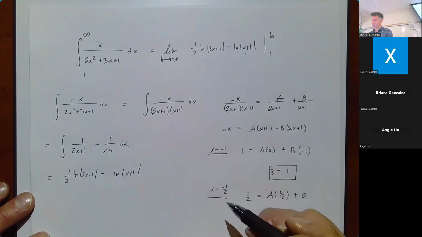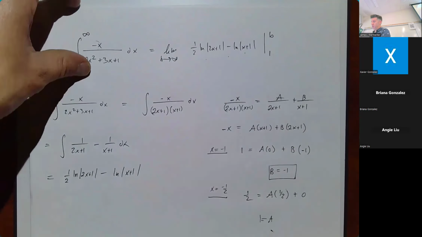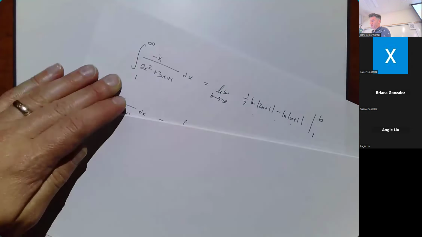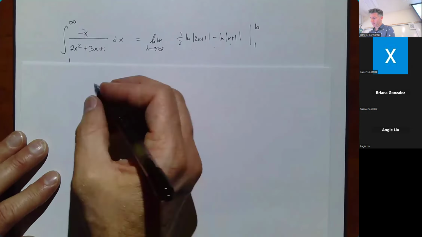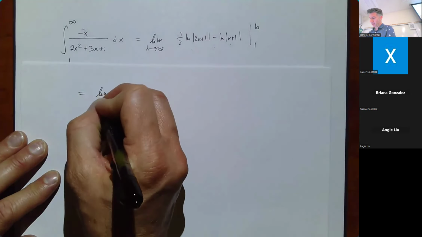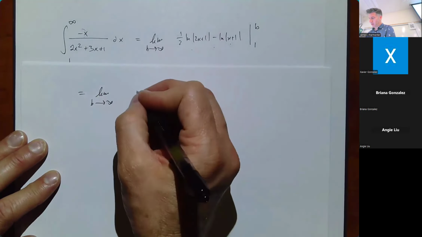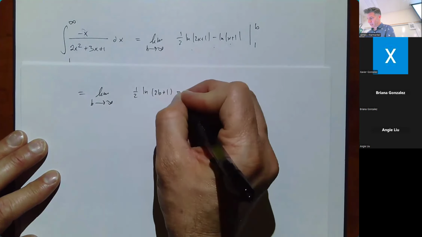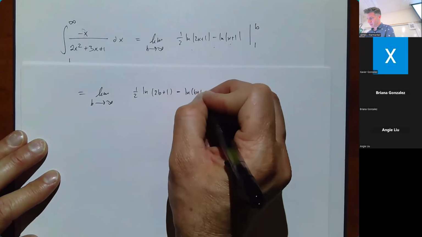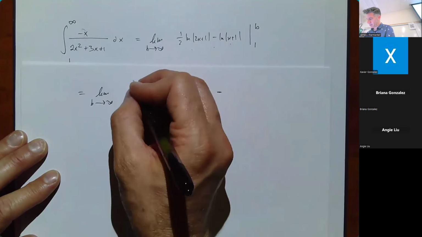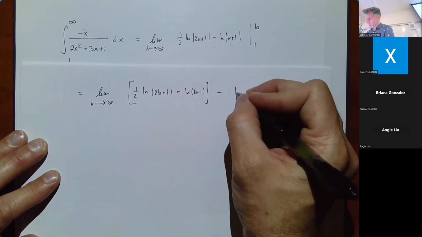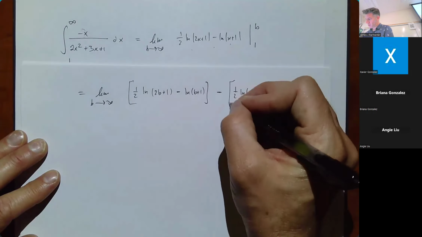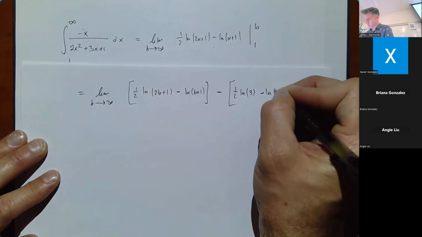So here's what happens. And of course, I've written this in a place where I'm going to run out of room, so let me move this over here. So plugging in, here's what we've got. We've got the limit as b goes to infinity of 1/2 the natural log of 2b plus 1 minus the natural log of b plus 1, minus 1/2 the natural log of 2 plus 1 minus the natural log of 2.